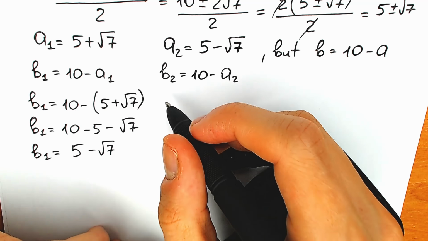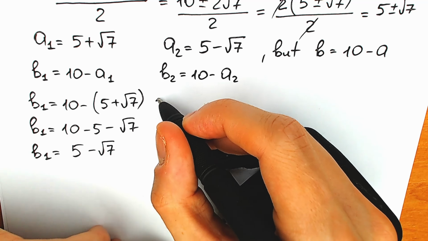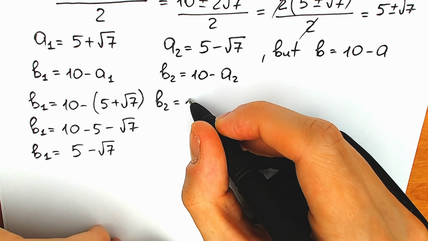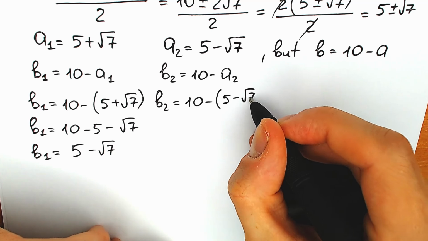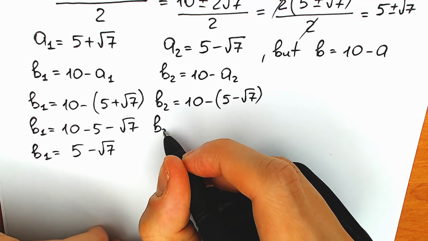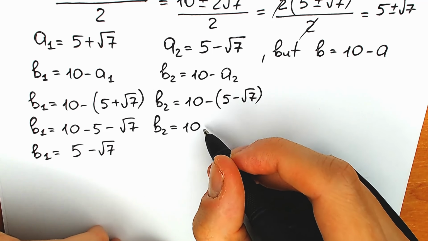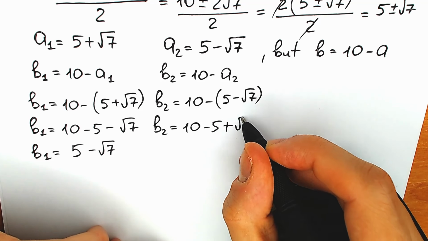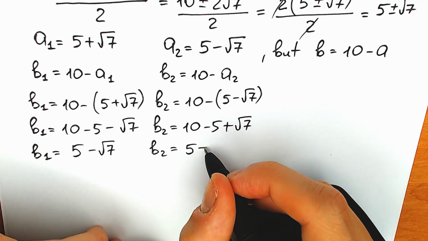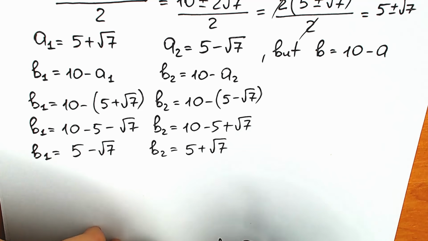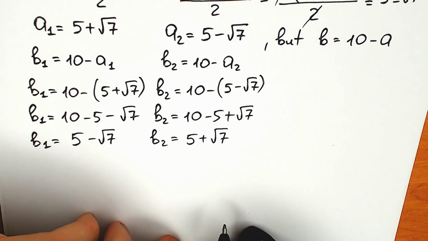But maybe something goes wrong, so let's check it. b second equals 10 minus a second. A second is 5 minus square root of 7. So b second equals 10 minus 5 and plus square root of 7. b second equals 5 plus square root of 7. Exactly what I said before. So we have 2 great pairs.